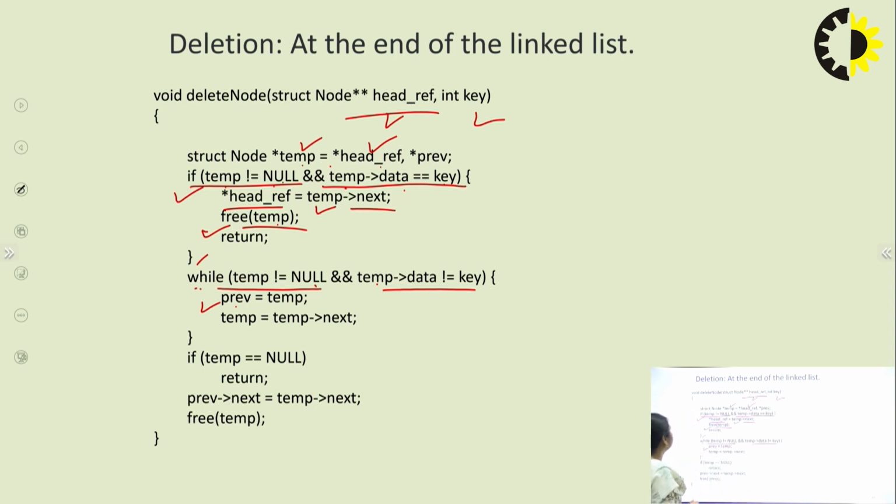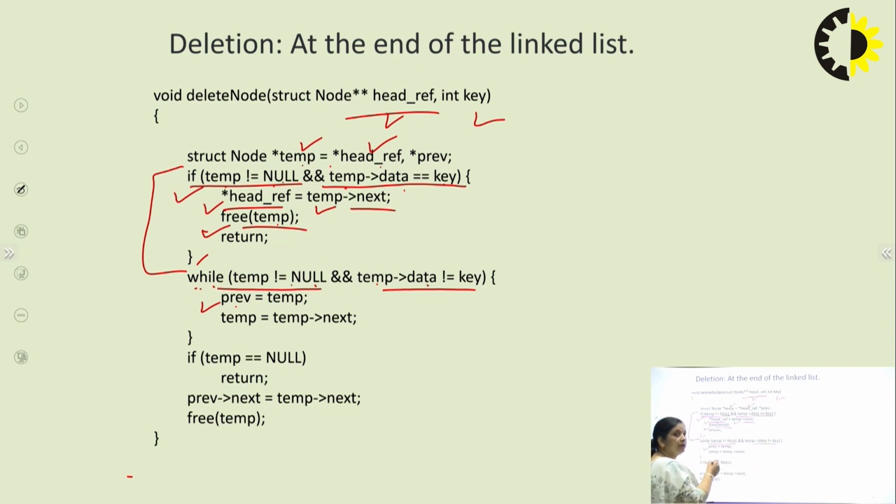Okay, so what we have done here in the if condition, we have checked whether the key is stored at the first node or not. If it is stored at the first node, the head is changed: *headref becomes temp next. Now, if it is not at the first node, we'll go through each node, we'll traverse the list. So either the list will be exhausted or we will get the key.